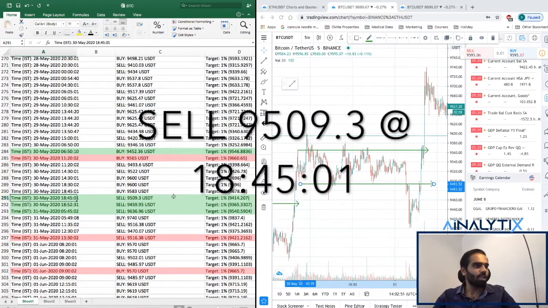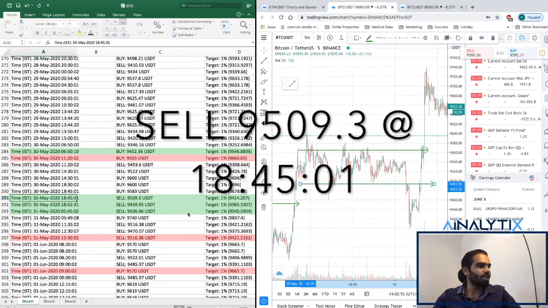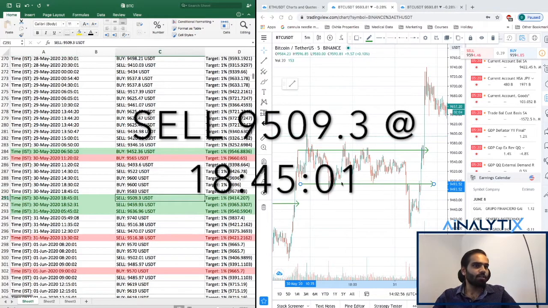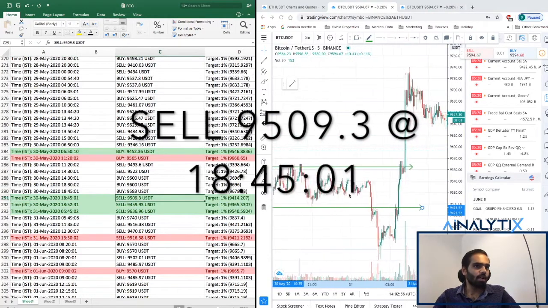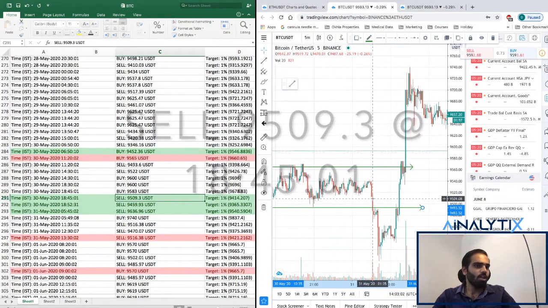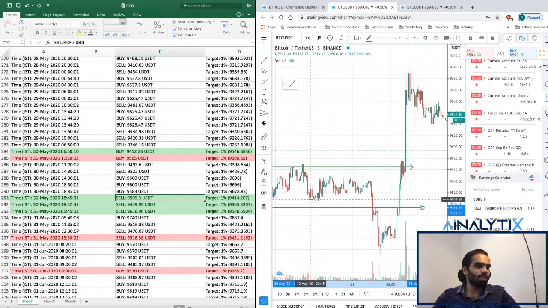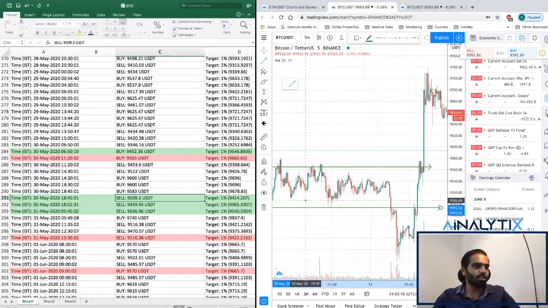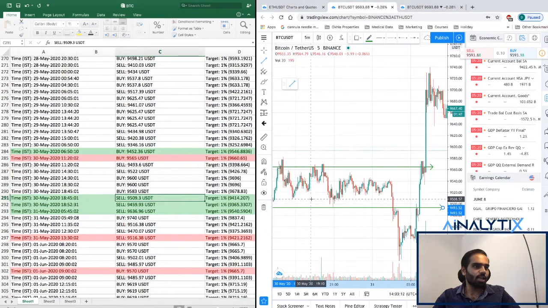So at 6:45 in the evening on this day itself, we received a sell at 9509. So 9509 is somewhere here. So we received the sell at about 6 o'clock in the evening. So let's have a look. Let's make a line here as well. Sorry for so many lines. The trend lines basically help in analyzing the signals and give a good visual representation as well.